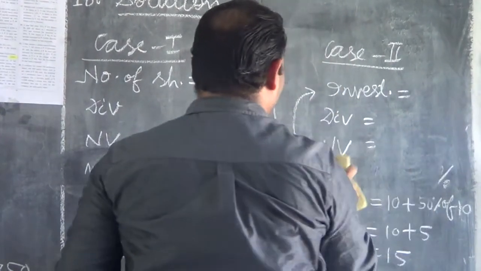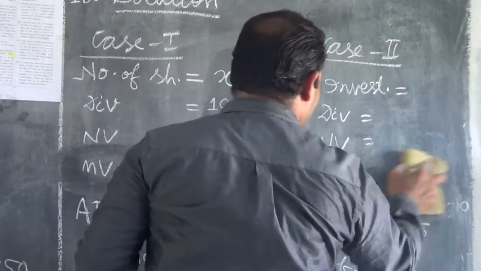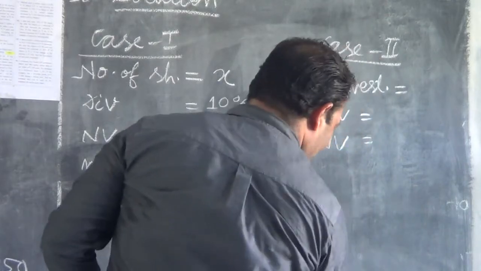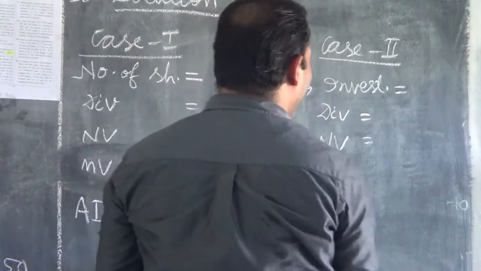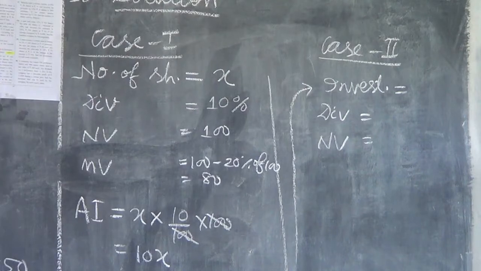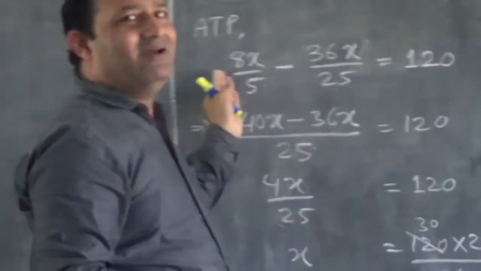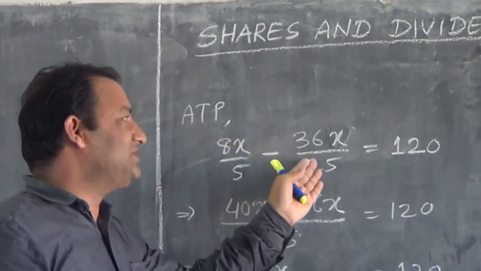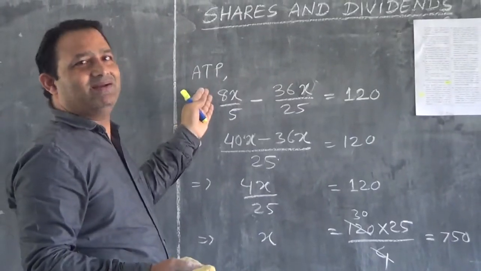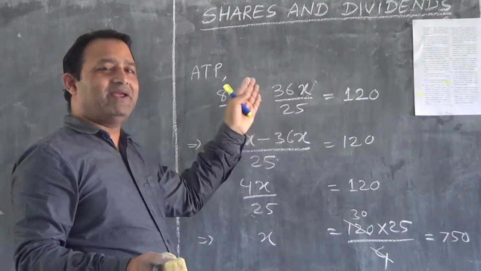And then whatever information is given you have to write down, calculate the annual income again, and then you have to frame the equation. Annual income in case 1 minus annual income in case 2.